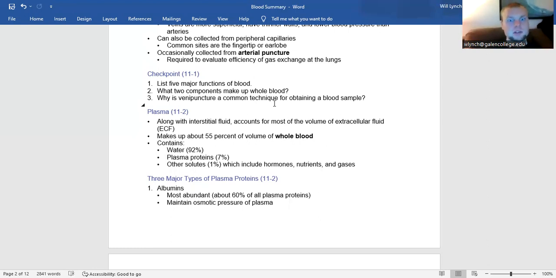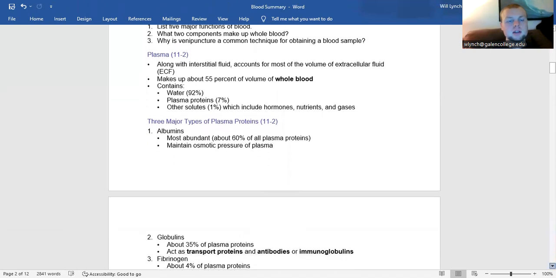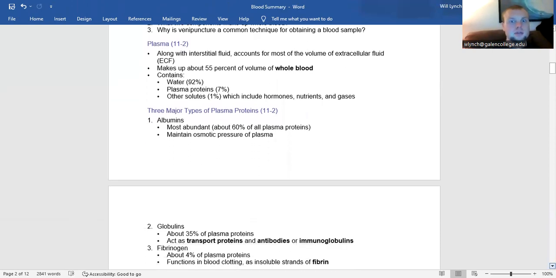The types of plasma proteins that we find. Number 1, albumin. This is going to be the most abundant and largest. About 60% of our plasma proteins are going to be albumin. These are big for maintaining osmotic pressure. They're relatively large, so they do not diffuse across permeable membranes very easily, so they're going to exert pressure on water, drawing water across the membrane. So they're going to maintain our osmotic pressure gradient against water.